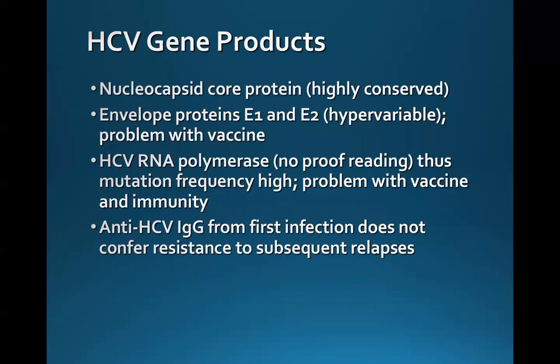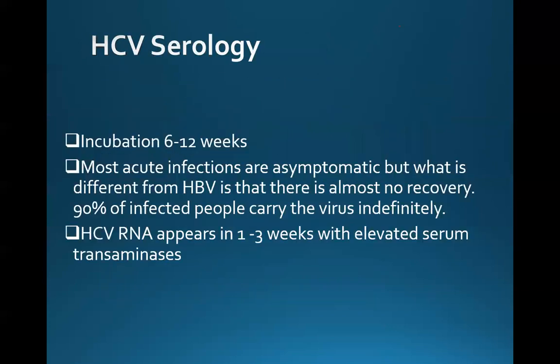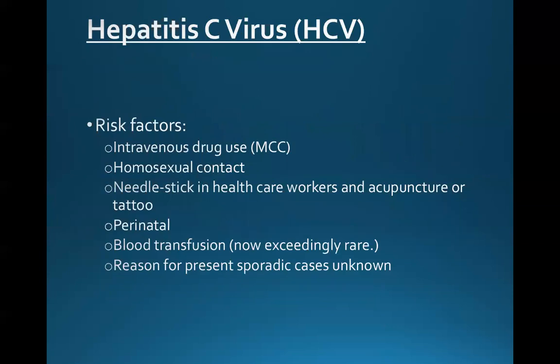This is the same as what we have discussed. All right, acute infections are asymptomatic but, different than HBV, no recovery, and the RNA. You can read that on your own. Risk factors are the same exact risk factors that you see with hepatitis B. So again, it's IV drug abusers, homosexual contact, needle stick in healthcare workers, and acupuncture. We talked that it is going to be less likely than Hep B, but more likely than HIV. I'm sorry, than HIV.